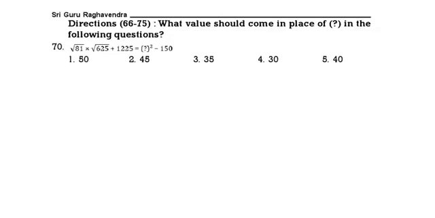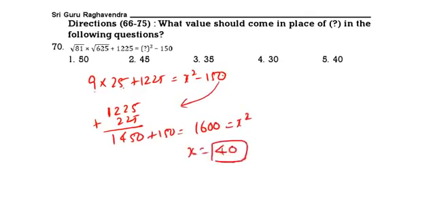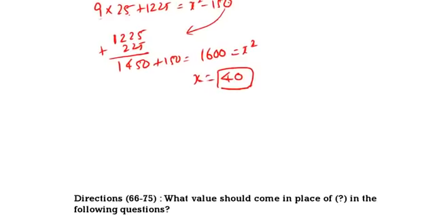Next question. Root 81. What is root 81 value? 9 into 25 plus 1225 is equal to x square minus 150. 9 into 25, 225. 225 plus 1225 is 1450. And this minus 150 will become plus 1600. So 1600 is equal to x square. X is equal to 40. 40 is the correct answer. Then see the next one. Next question.